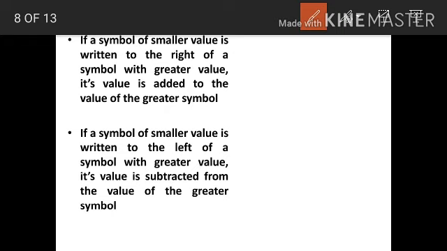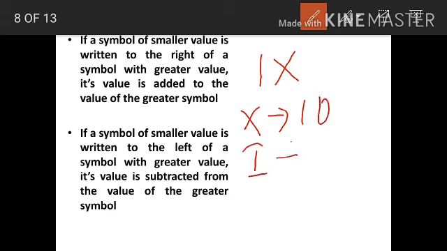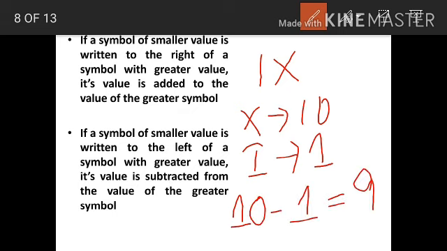So, now consider the example IX. Here, we already have said that X stands for 10 and I for 1. So, I is written to the left of X. We know that X is greater. So, what we have to do is subtract 1 from 10. 10 minus 1 is equal to 9. So, IX means 9.